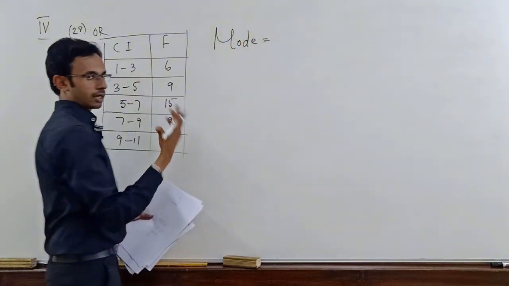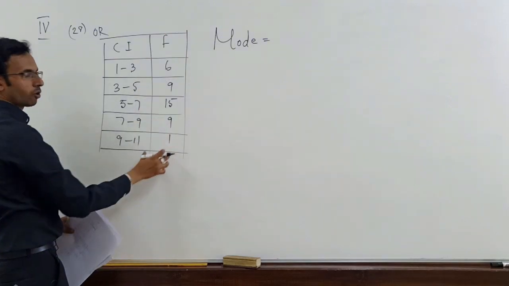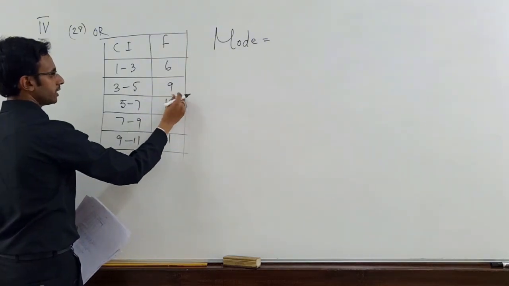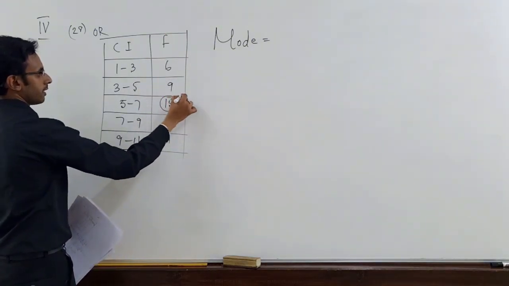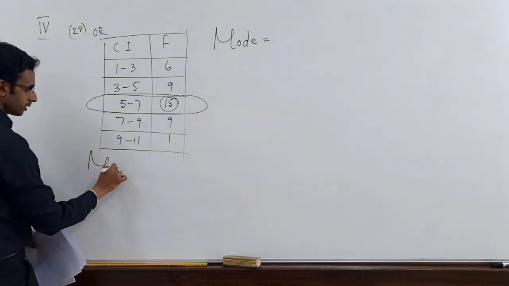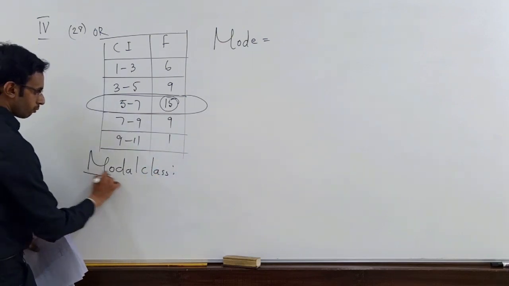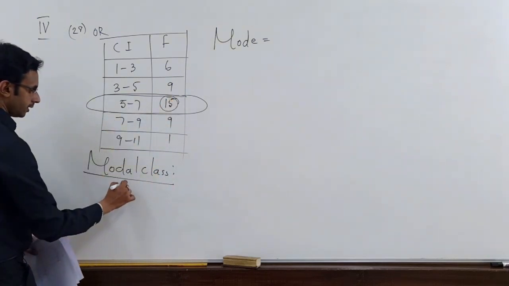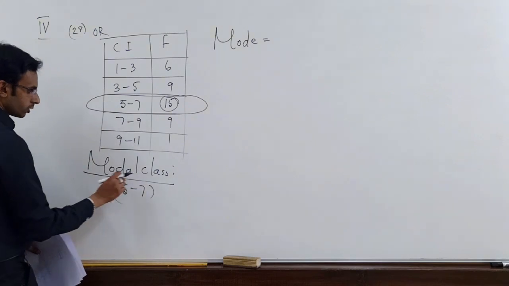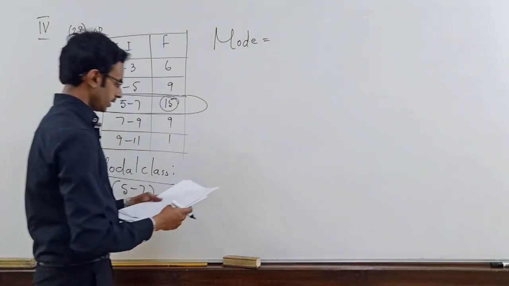by highlighting the modal class. For the modal class, I told you that the highest value in the frequency column should be utilized. Here 15 is the highest value, so this should be highlighted, which will act as a modal class. That's it. But for median, we calculate n by 2. For mode, we just see the highest value and the corresponding class interval. So the modal class is 5 to 7, lower limit is 5, upper limit is 7.